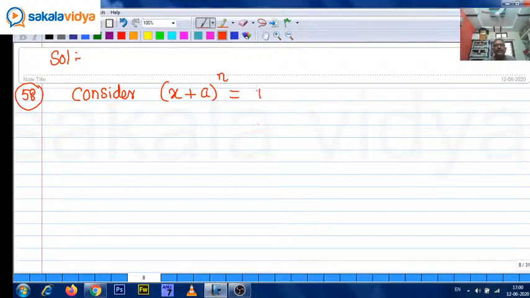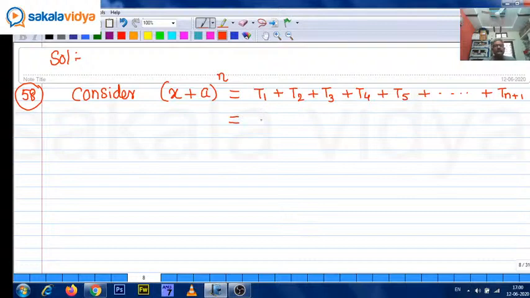So we can write it like this: first term t1, second term t2, third term t3, fourth term t4, plus t5, and so on. There will be n + 1 terms. Here t1, t3, t5 are called odd terms, and t2, t4, t6, t8 are called even terms. So this can be written like this.